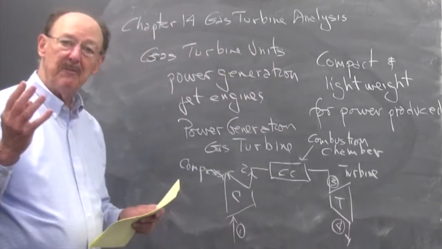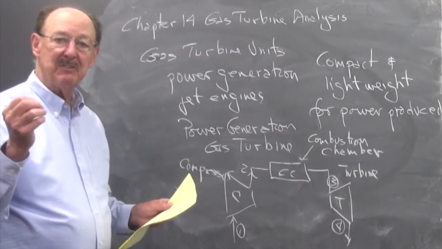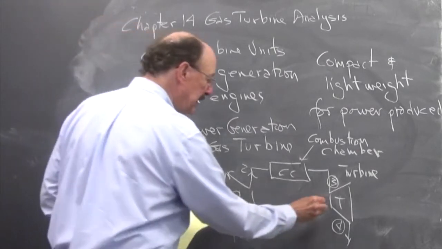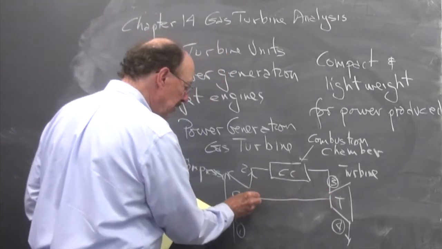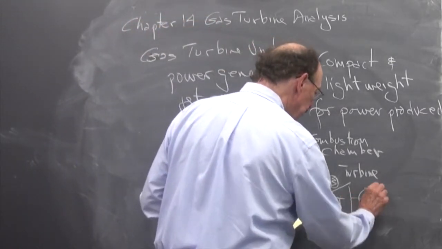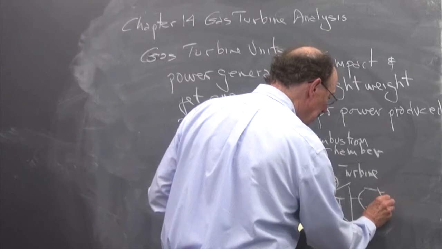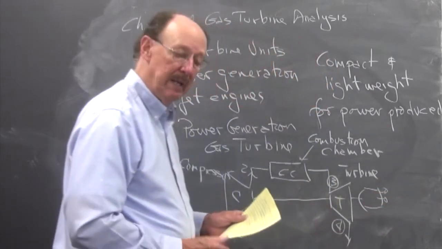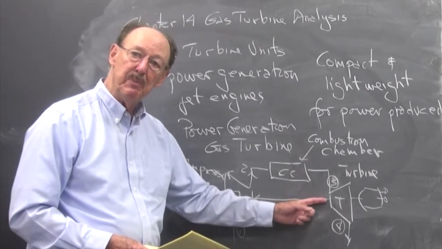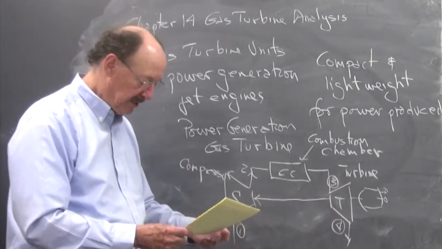And part of what the turbine does is very often it's directly connected, so there's a shaft from the turbine going to the compressor. So part of the turbine work goes back and drives the compressor, and the balance is left over for power generation. Perhaps this is 50 or 60% of the turbine power goes back to drive the compressor.